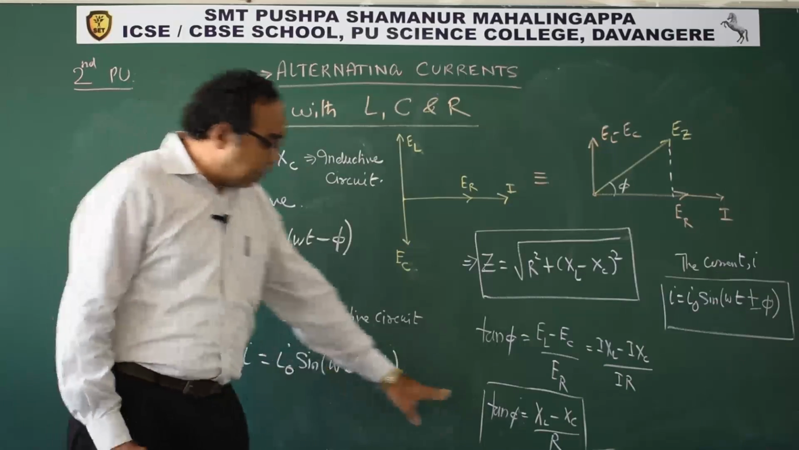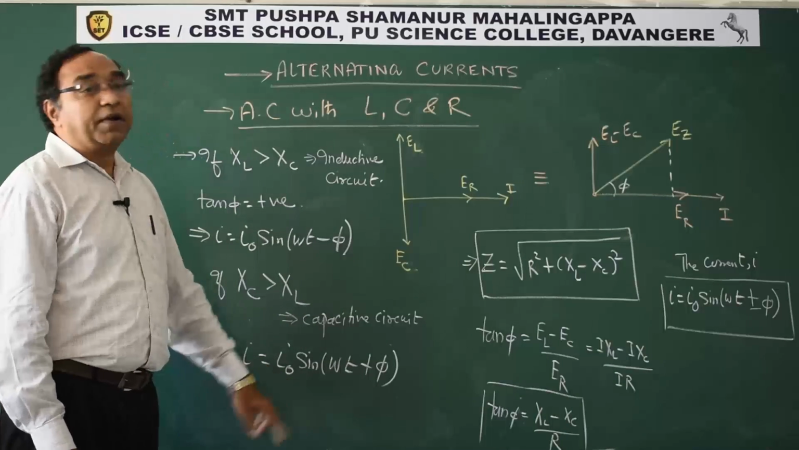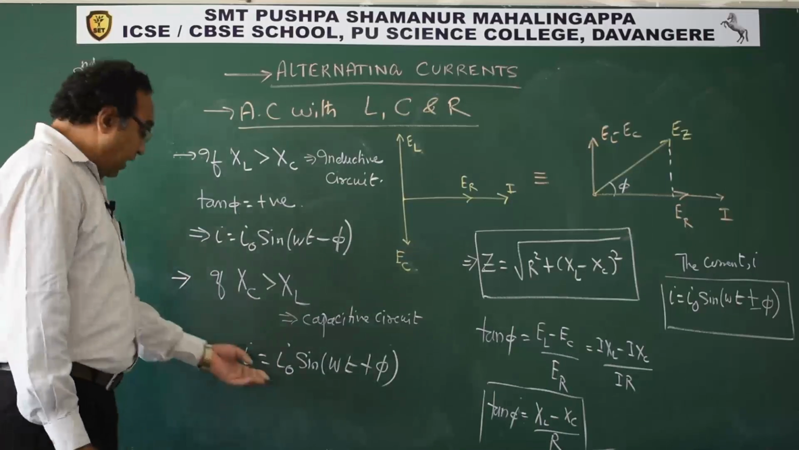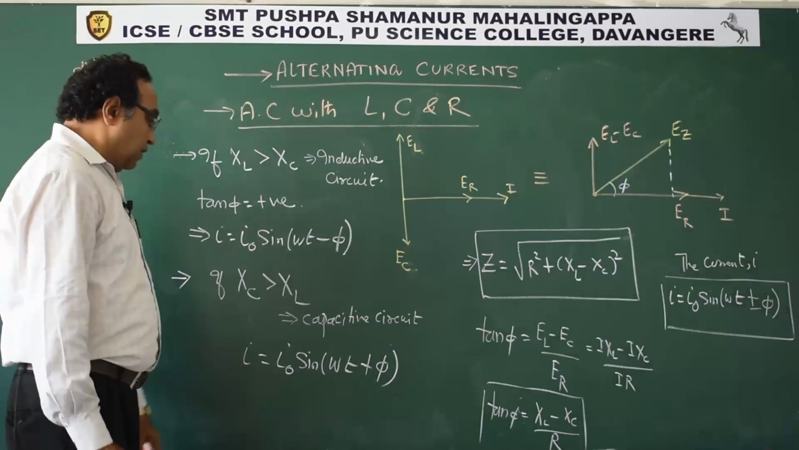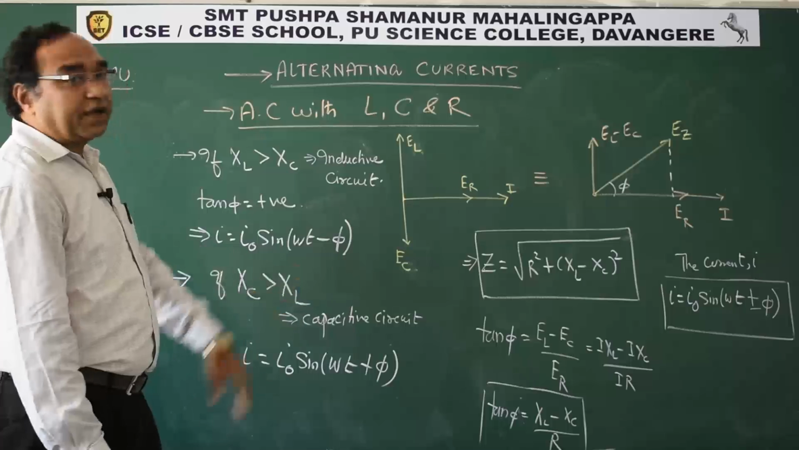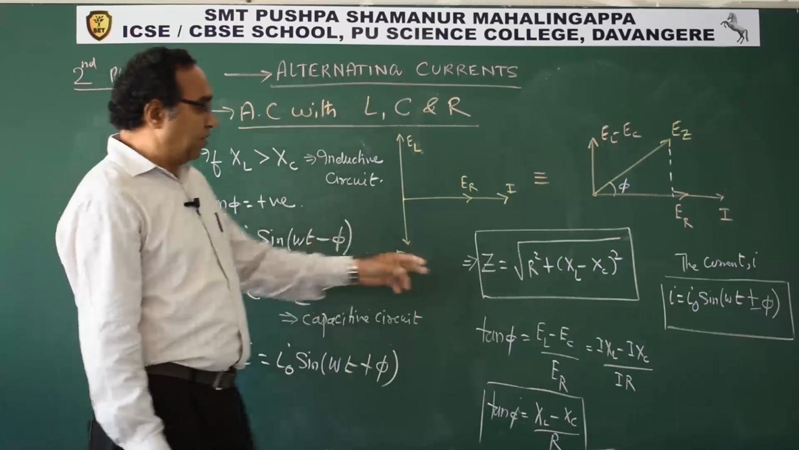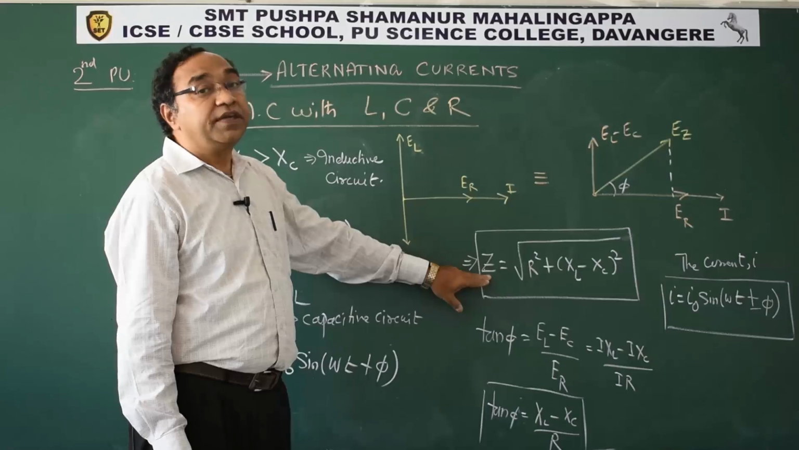The value of phi will be calculated from this. Remember that. That is exactly how a capacitive circuit can be identified and distinguished from an inductive circuit. Power consumption, this is about the expression. So what have we seen? We have seen the expression for the net resistance, which is known as impedance.